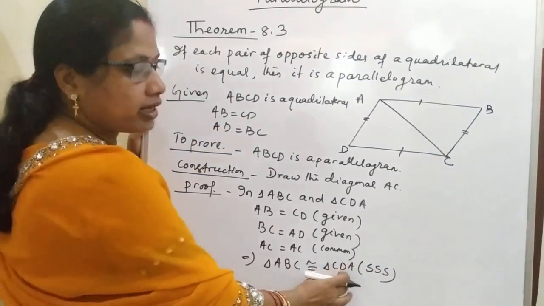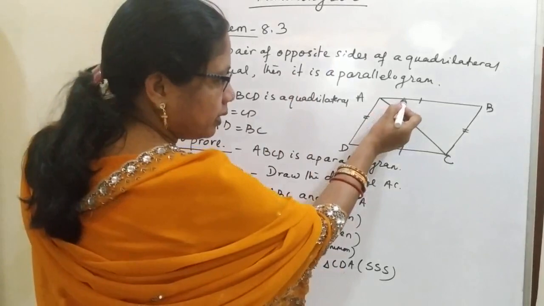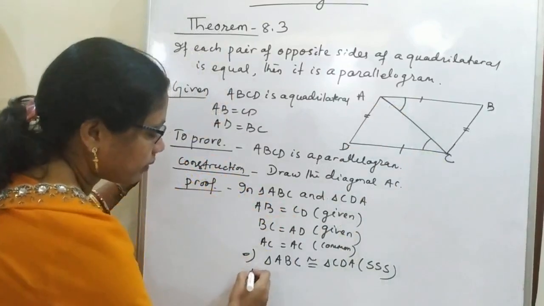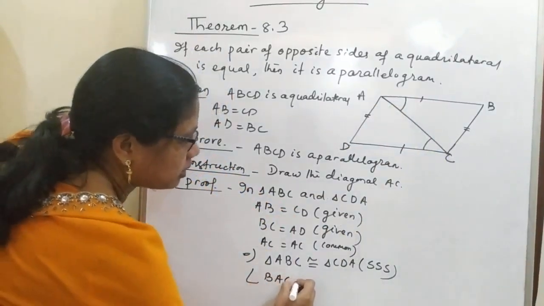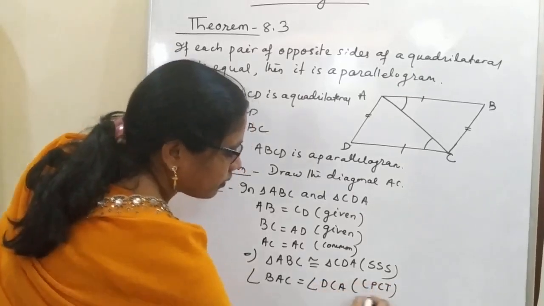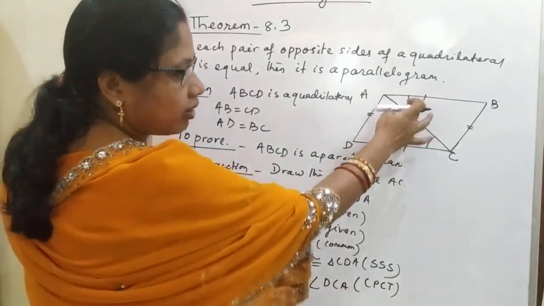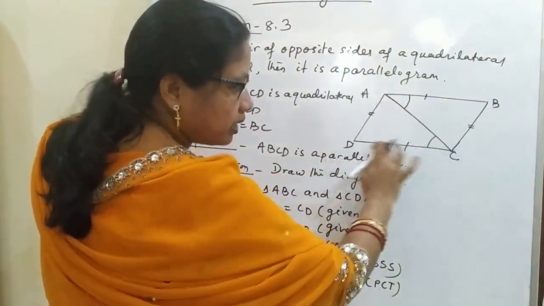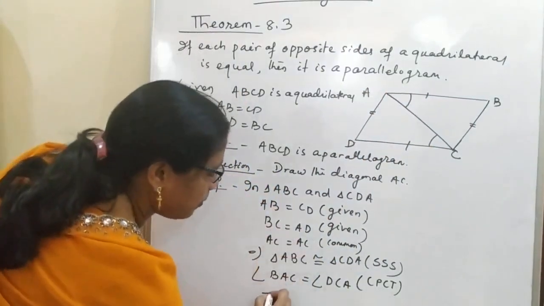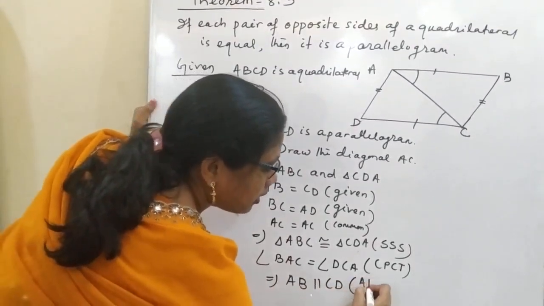So if these two triangles are congruent, then the corresponding parts are equal. So angle BAC will be equal to angle DCA, by CPCT. But what is the relationship between angle BAC and DCA? They are alternate angles, if AB is parallel to CD and AC is the transversal. So this implies AB is parallel to CD, because alternate angles are equal.